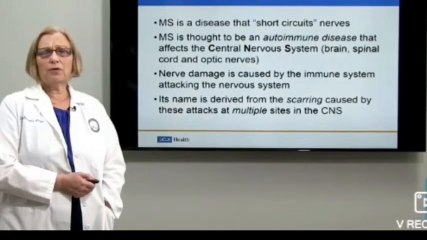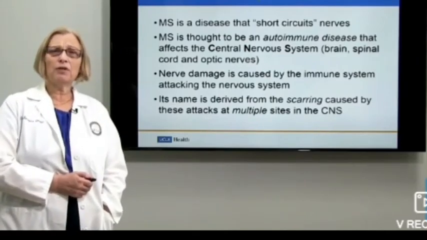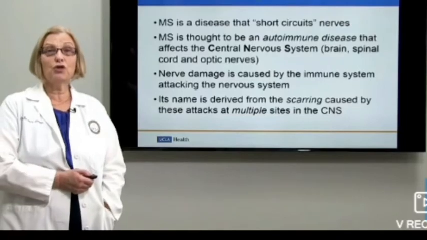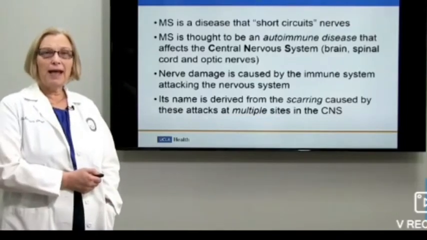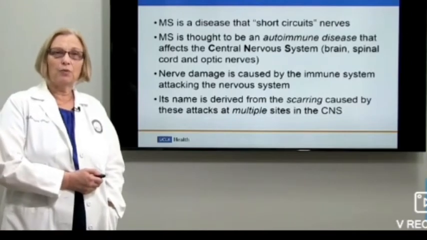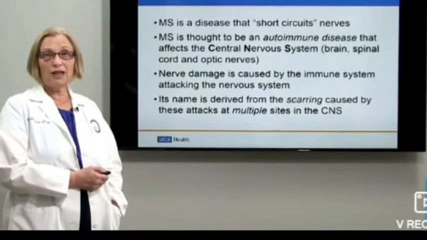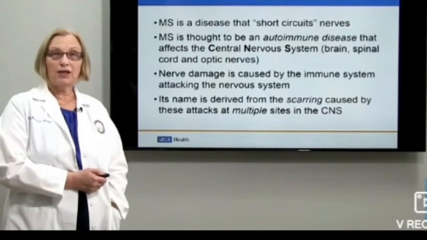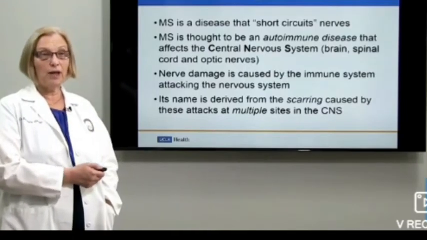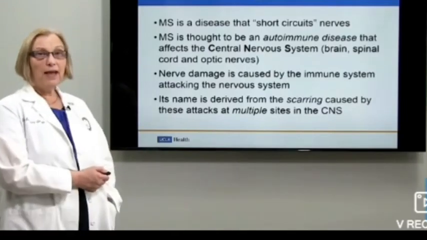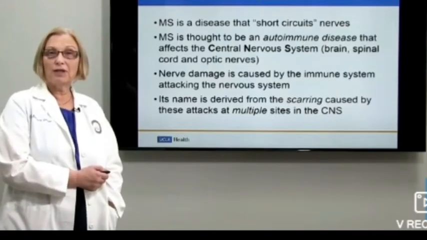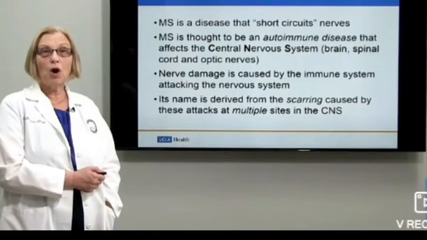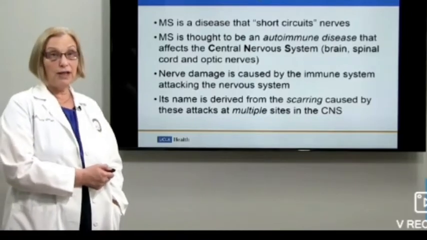So what is multiple sclerosis? It's often been said that multiple sclerosis is a disease that short-circuits the nervous system. It's thought to be caused by an aberrant immune response, where the immune system attacks the nerves in the central nervous system. That's the brain, the spinal cord, or the optic nerves. The name multiple sclerosis comes from the fact that many or multiple sites in the central nervous system undergo scarring or damage.